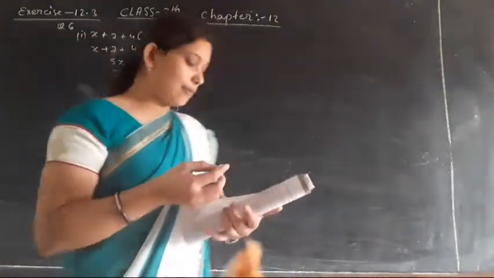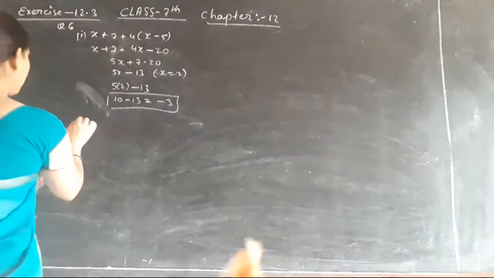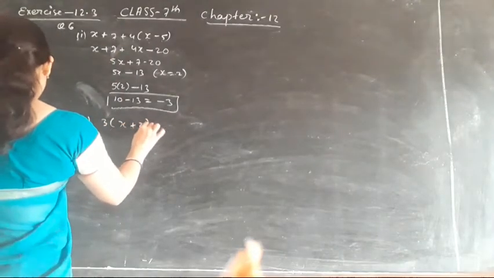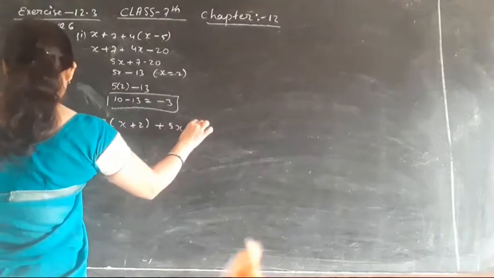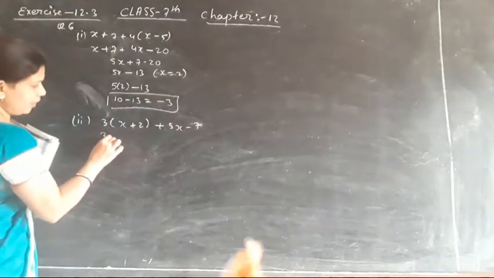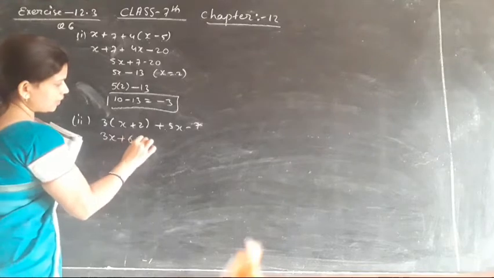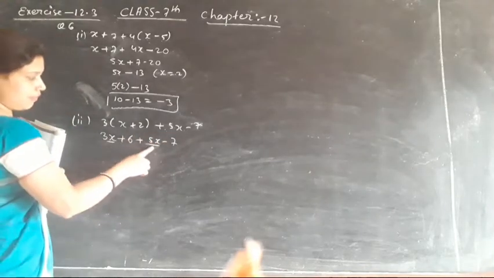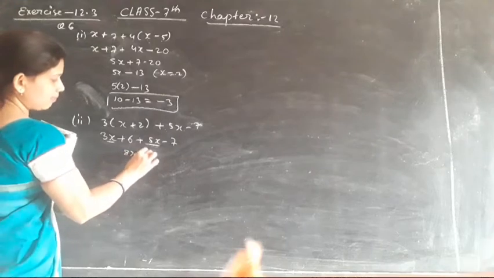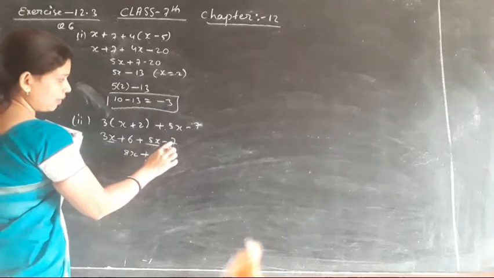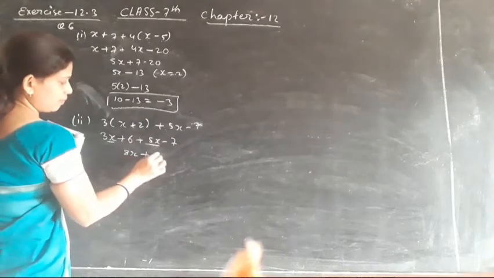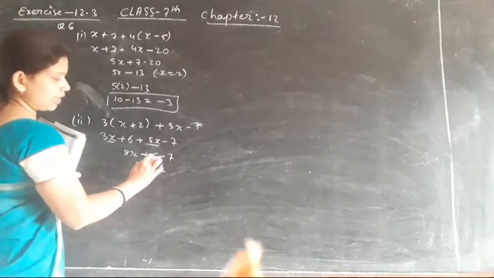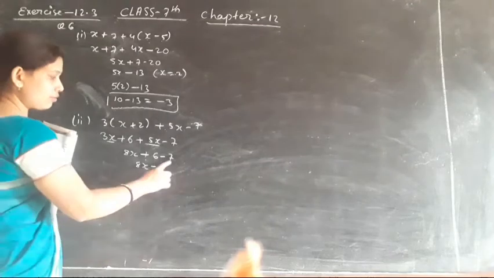Moving toward the second part of this question, we are having 3 into x plus 2 plus 5x minus 7. This is the equation. Simplify. So 3x plus 6 plus 5x minus 7. 3x plus 5x will become 8x, plus 6 plus 6, 12. Sorry, minus it is, no? So plus 6 minus 7, so 8x. Here it will become minus 1. As plus 6 minus 7 will be equal to minus 1.